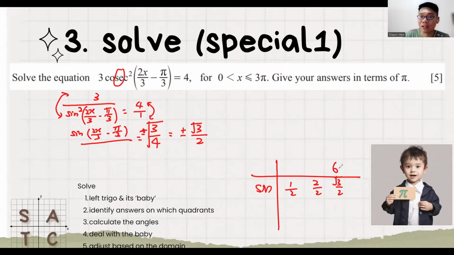Square root is actually 60 degrees, which is pi over 3. You can refer to our STC. This is including plus minus, so all four quadrants have answers.